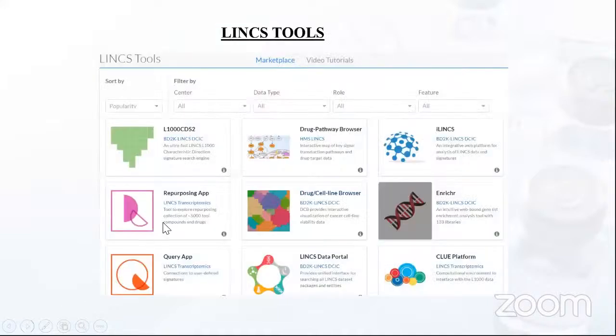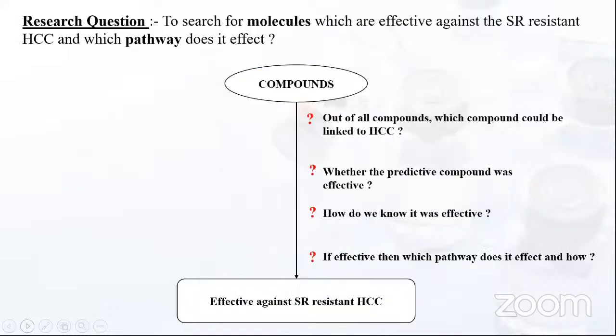And this is just a look at what the LINCS tools look like. There are various tools involved with LINCS, and I will be reviewing them later in the presentation itself. My research question lies in searching for molecules which could actually be used effectively against sorafenib-resistant HCC.